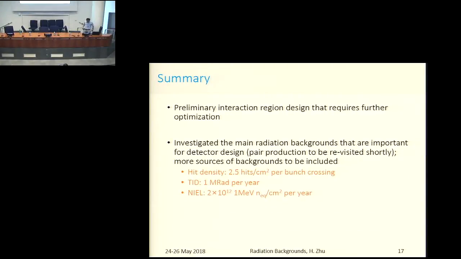Okay, this is already my summary. I have shown you the preliminary interaction region design. Of course, this requires a lot of further optimization. And we have investigated the main radiation backgrounds that are important for detector design. Pair production turns out to be the most important one, which is different from what we saw for the pre-CDR. In the pre-CDR, we saw radiative Bhabha scattering was the dominant one, but now, with the improved machine design and also a higher luminosity, pair production becomes the most important one, and this particular process needs to be revisited. Hopefully, after the fix or the feature implemented in GuineaPig, we can repeat some of the calculations. And those numbers that we have so far, hit density, TID, NIEL, are needed for detector designs. Thanks.